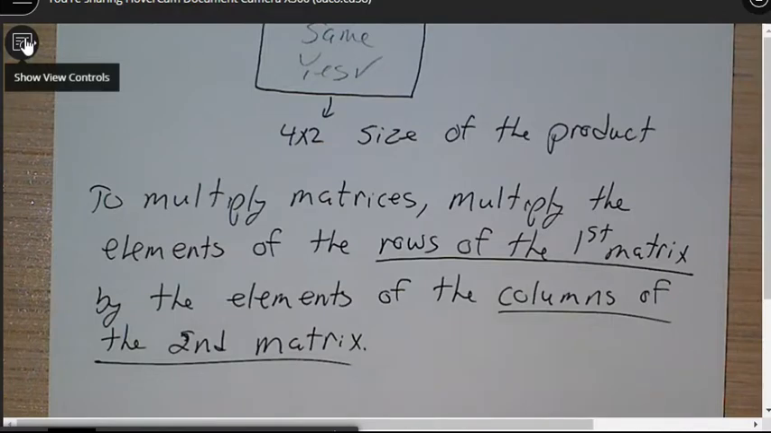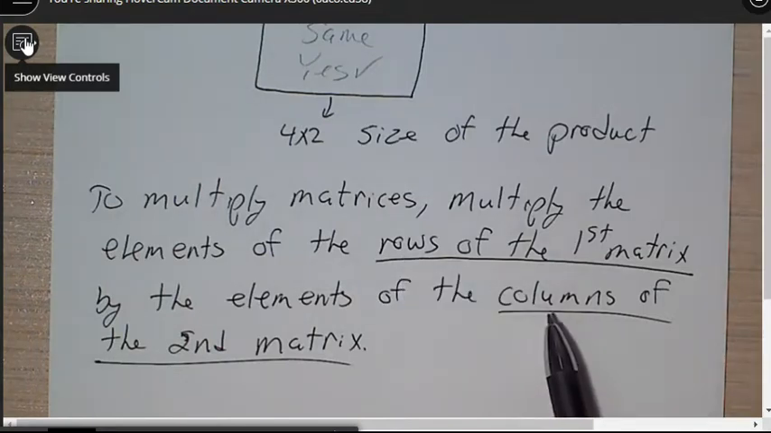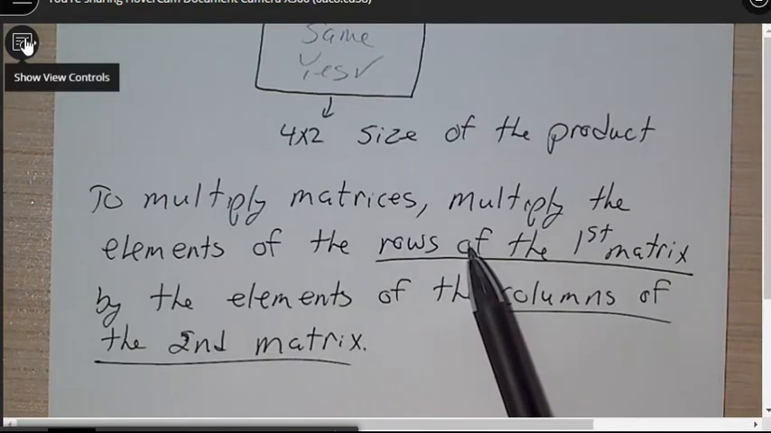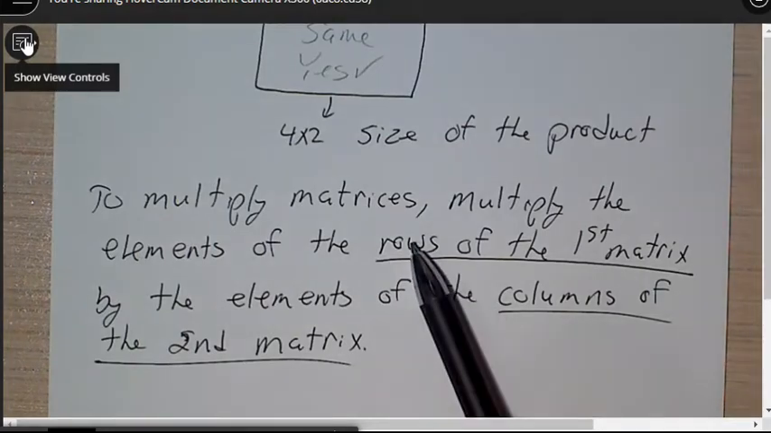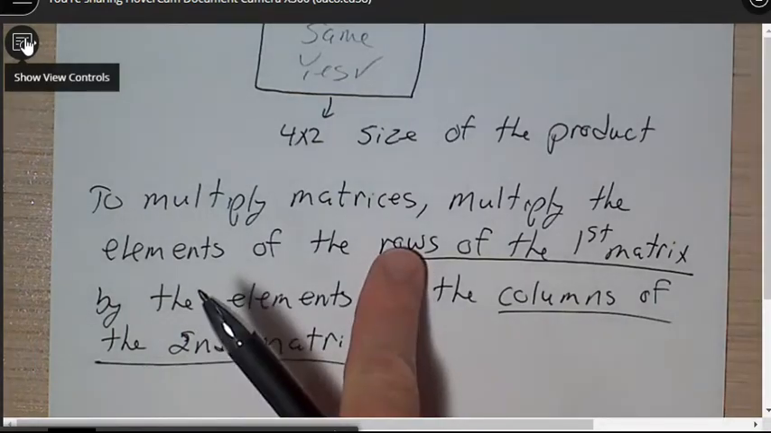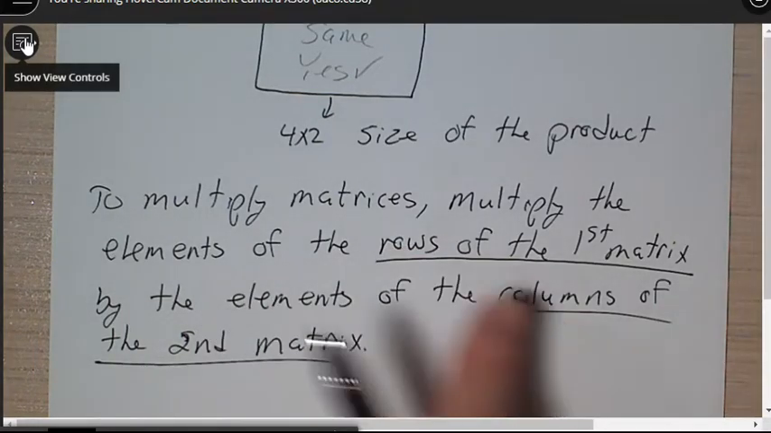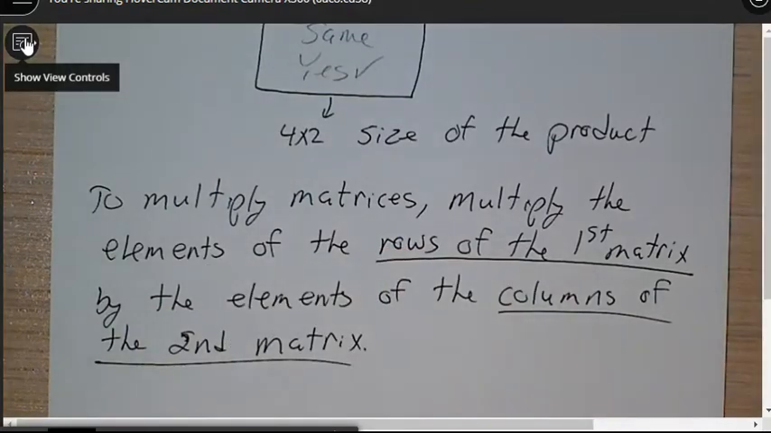When you do that, you take the first number in the first row and multiply it by the first number in the column. Then you take the second number in the first row and multiply it by the second number in the column. If you have a third number in the row, you multiply it by the third number in the column. So you're always matching up the first with the first, the second with the second, and multiplying those two together.